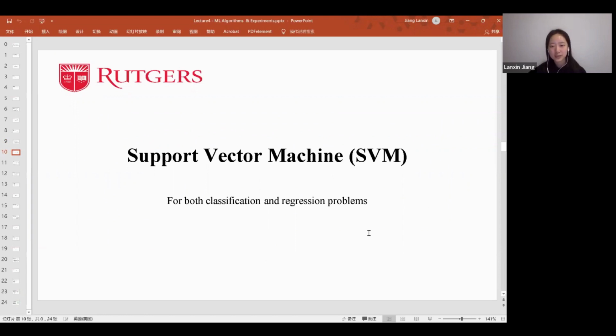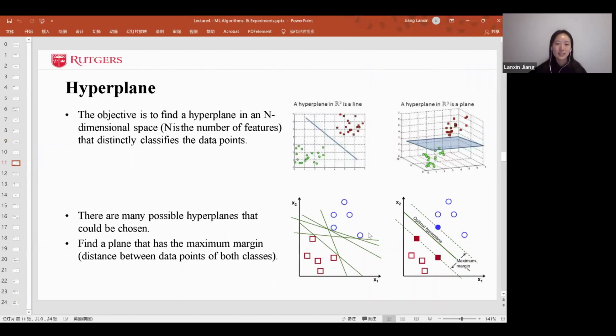Next, we will talk about the support vector machine, or SVM. SVM is also used for both classification and regression problems. The objective of SVM is to find a hyperplane in an n-dimensional space. Here, n is the number of features, and such a hyperplane can distinctly classify the data points. For example, if we have two features, we can represent each feature as an axis, so that we have a two-dimensional space. In this space, we want to find a hyperplane, which in this case is a line, to separate the two classes. And if we have three features, then the space is a 3D space, and the hyperplane is a plane. So we want to find a plane to separate the classes.